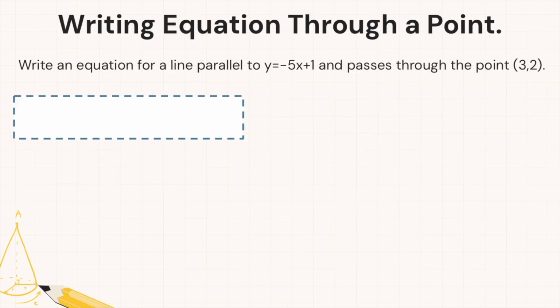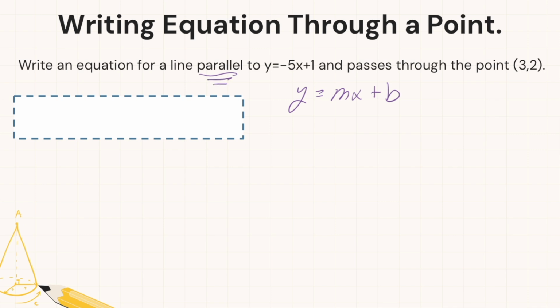We're going to write an equation for a line parallel to y equals negative 5x plus 1 and passes through the point 3, 2. So again, we're going to want those to be in y equals mx plus b. We're going to be looking for slope-intercept form here. So we know a couple of things. One, we know the slope. The slope has to be negative 5 because these lines have to be parallel to each other. So we know our slope is negative 5.